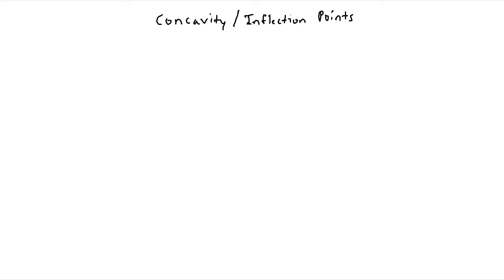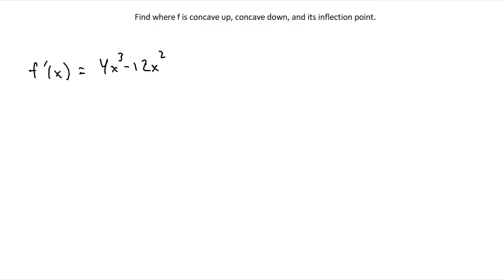So let's take a look at determining the concavity of a function and identifying inflection points. Let's say we have to find where f is concave up, concave down, and find its inflection point as well. We're given the graph of f prime of x, or the derivative, and that equals 4x cubed minus 12x squared. So in order to find its concavity, we basically need to look at its second derivative.